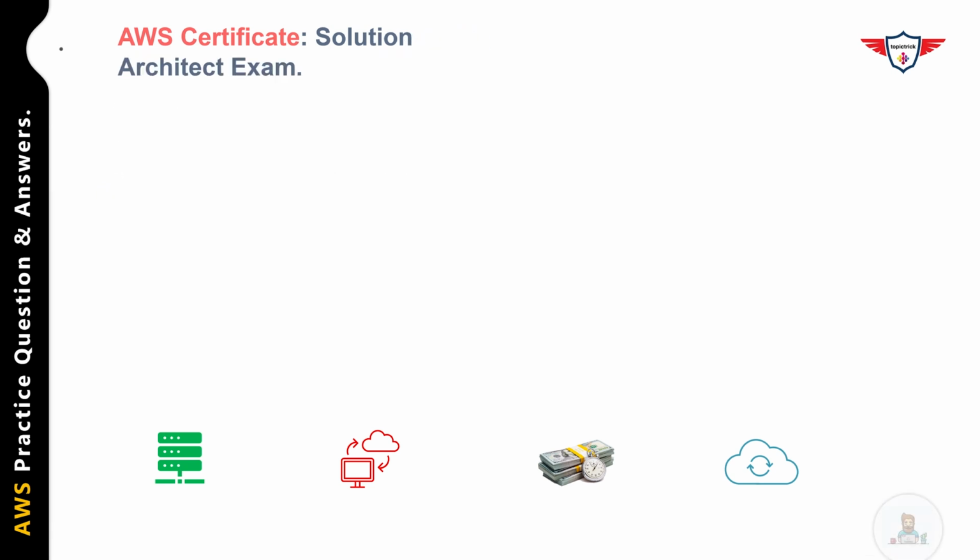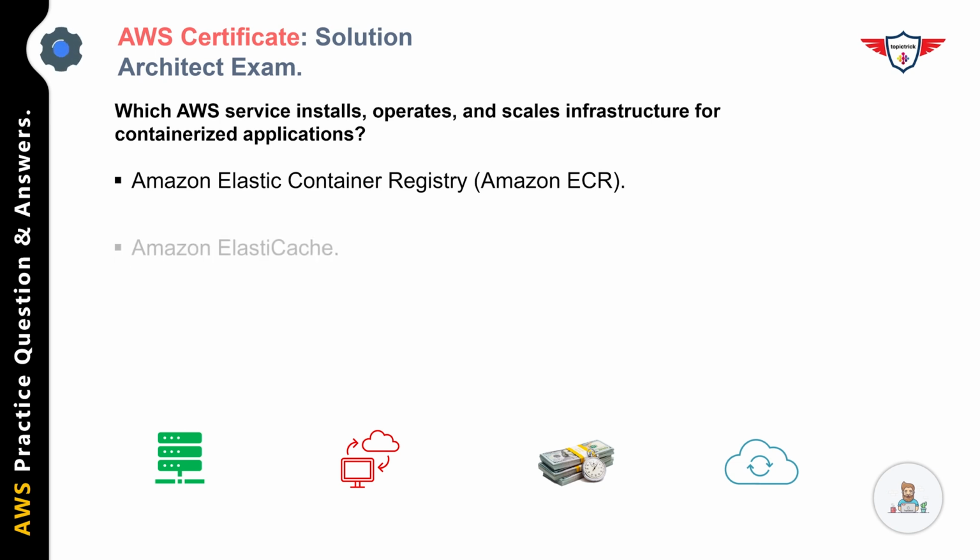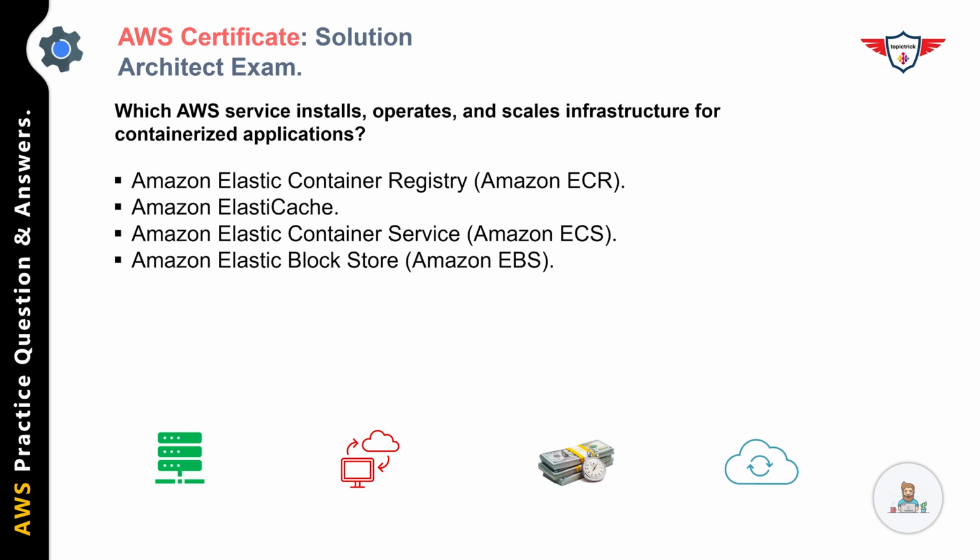Which AWS service installs, operates, and scales infrastructure for containerized applications? And your options are Amazon Elastic Container Registry, that is Amazon ECR, Amazon ElastiCache, Amazon Elastic Container Service, that is Amazon ECS, and the last one is Amazon Elastic Block Store, that is Amazon EBS. So the correct answer is Amazon ECS.